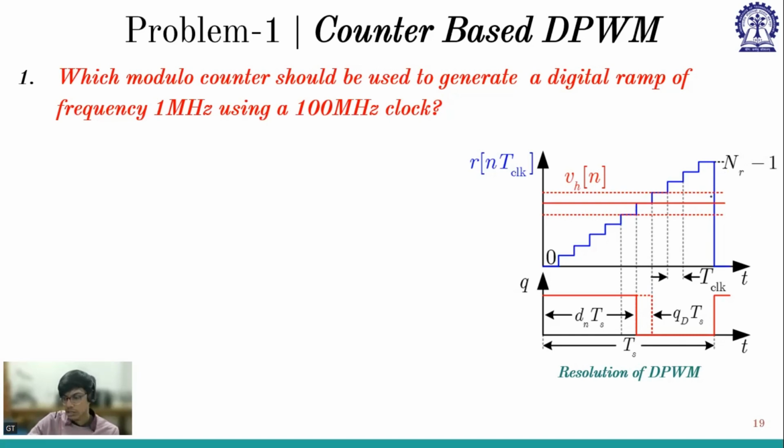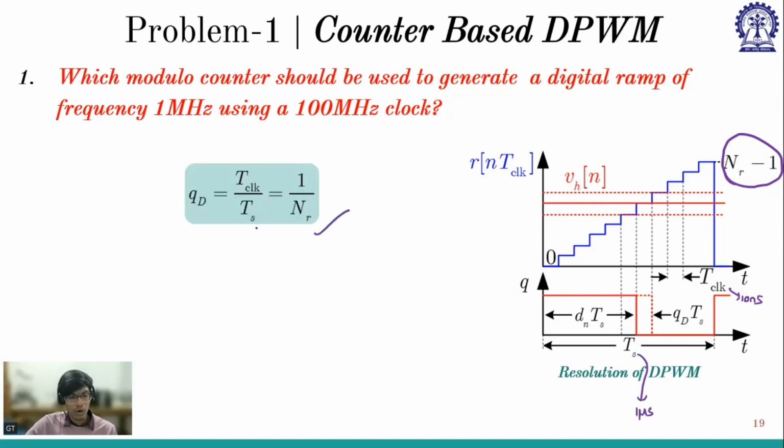and I'm asking what should be the value of NR if I'm using a 100 megahertz clock? So this will be 10 nanosecond. And what is the value of TS? They have given 1 microsecond. So what should be the value of NR? And we know the relation between them, which is Q D is T clock by TS equals 1 by NR. So T clock is given, TS is given, and you can calculate the value of NR. So if NR is X, it will be modulo X minus 1. See, if NR is 8, it will be modulo 7 counter. So accordingly, you will get the value of NR. So depending upon the frequency, the counter value will change.